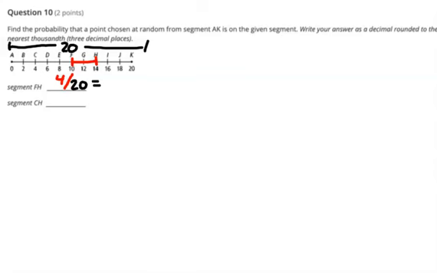You can't type that in. They want nearest thousandth, so that would be 3 decimal places. But 4 divided by 20 is just 0.2. So you could just write it as 0.2, which is 20%. Okay, segment CH is also something over 20, but between C and H, we have 14 minus 4, so 14 minus 4 is 10. So this is 0.5. Okay, again, it says 3 decimal places, but you really don't need them. If you wanted to do 3 decimal places, you could do 0.500. Moving on.